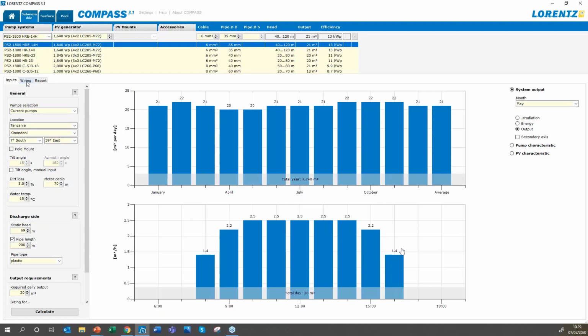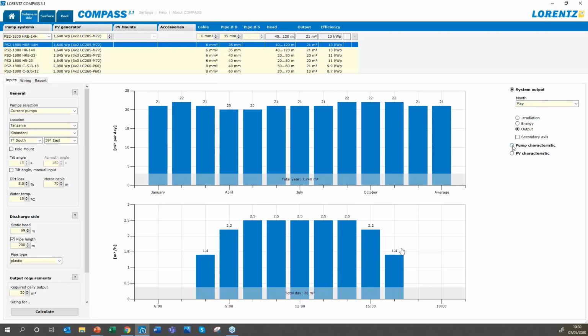Let's jump over to, we can see here we have 6mm cable, and it's saying our pipe should be 35mm, our 200 meters of pipe. So our output is 21 cubic meters per day, and our efficiency is 13 liters per watt peak. So this is really your end-to-end system efficiency. So it's saying for every watt peak of solar installed, you will get 13 liters of water out of this system. So this is a really good end-to-end efficiency measurement.